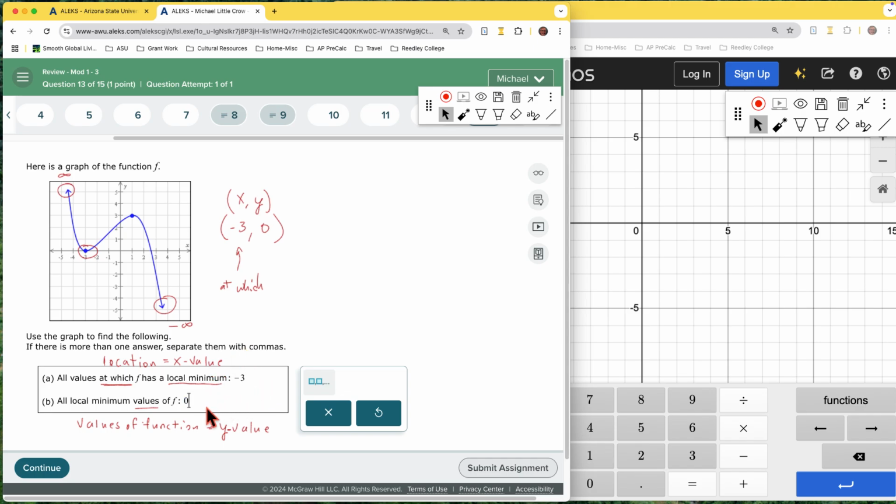Okay, so that's the key part. Identify the point, but then you've got to decide which one is the x, which one's the y. Whenever they're looking at location at which, that's going to be the x value. When they're just looking for the function value, that is going to be the y.